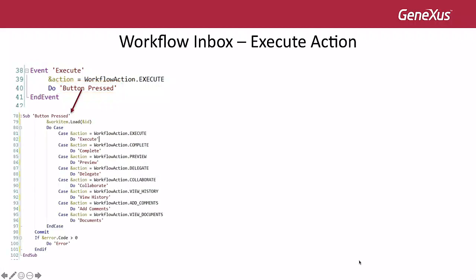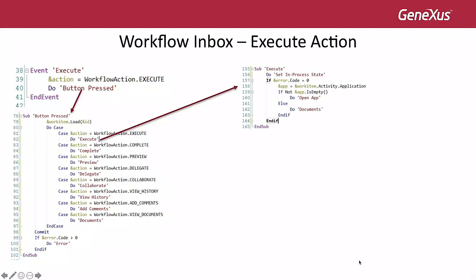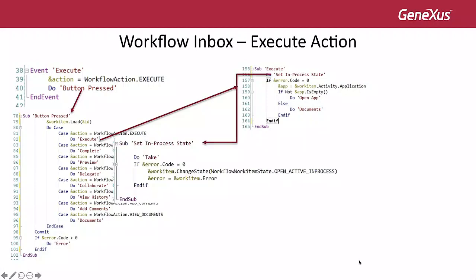In the subroutine, in the work item variable, which is of the type workflow work item data type, we will use the method load in order to load the work item selected in that variable using the ID. The ID is taken from the grid. After the work item has been loaded to the work item variable, it's going to execute the subroutine called execute. In this subroutine, the first thing to do is to set in process the state of the work item. So it's going to execute the do subroutine.